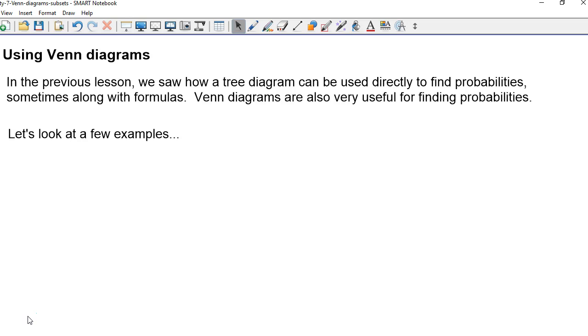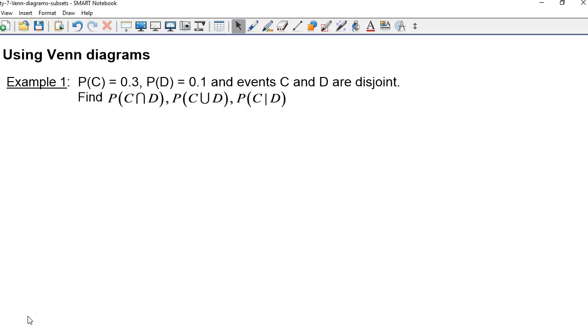Okay, so in the previous lesson, in lesson 6, we saw how a tree diagram can be used to find probabilities along with formulas. Conditional probabilities in both directions. Venn diagrams are also very useful. Rather than come up with word problems here, we're going to talk about just abstract events that are just labeled with letters, so we can focus just on the structure of the probabilities and the Venn diagram.